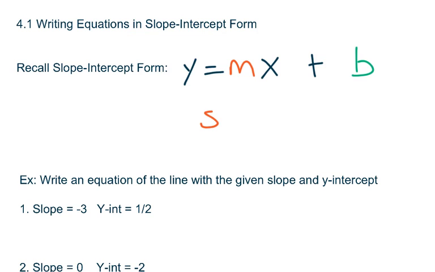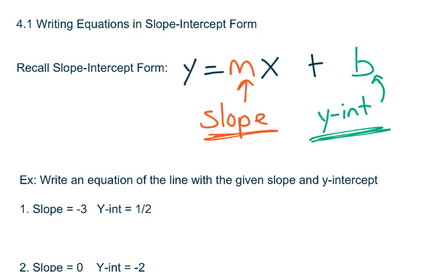The m stands for the slope, and it's just m, not mx, just m. And then the b is the y-intercept, okay? It's called slope-intercept form for a reason. Math people are not creative. Slope-intercept form tells you the slope and the y-intercept. These are the two things that you need to know in order to be able to write an equation of a line. The slope and the y-intercept.